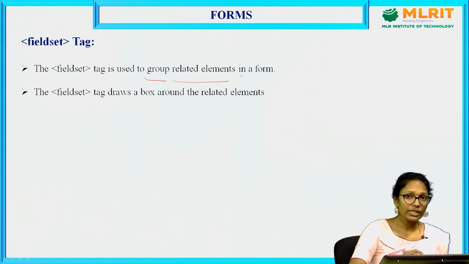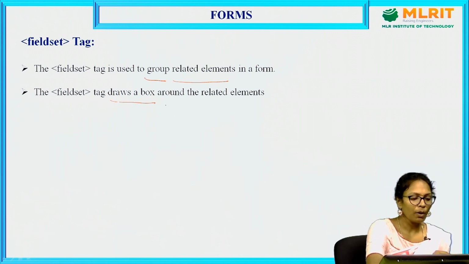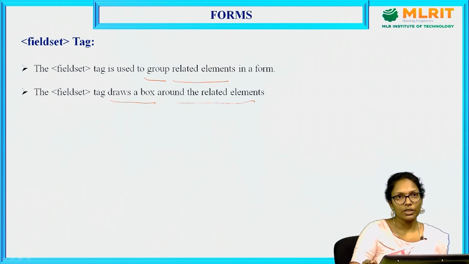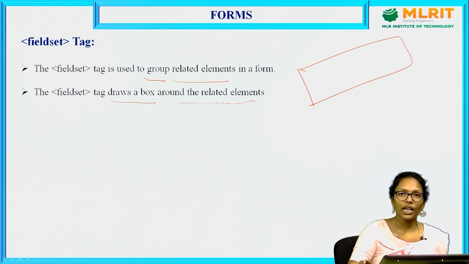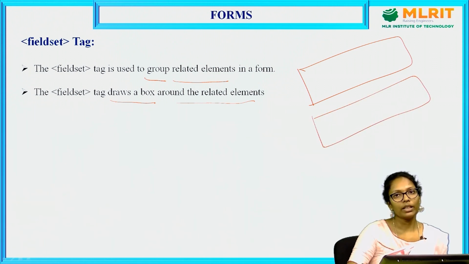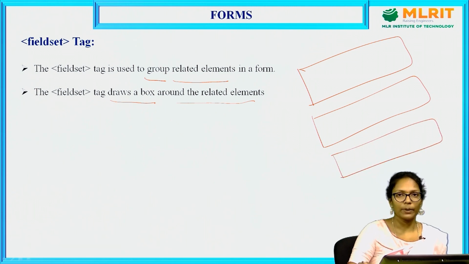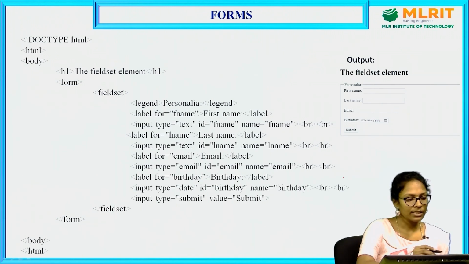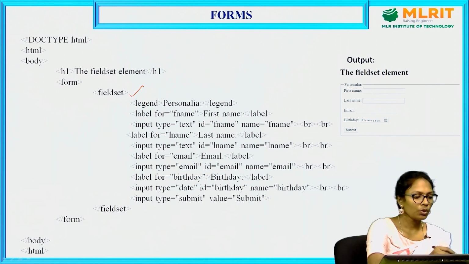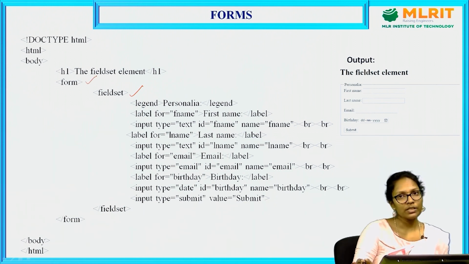So what will the fieldset tag do? It will draw a box around the related elements. If personal details are there, around the personal details it will draw a box. If educational details are there, around that it will create a box. If experience details are there, around that it will create a box. Like that, you can group them using the fieldset tag. The syntax is to open the fieldset tag. This is also a form tag, so within the form only you can use this fieldset tag.